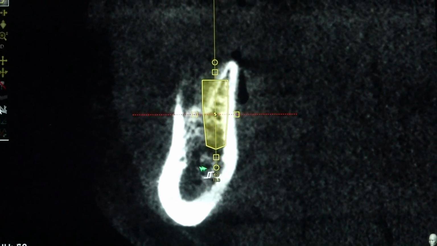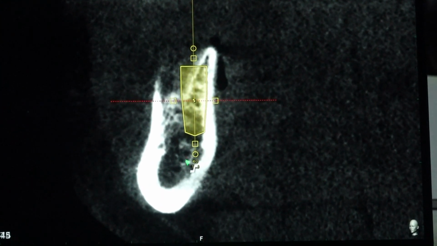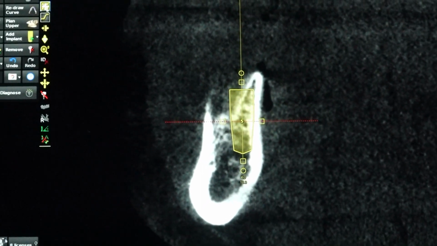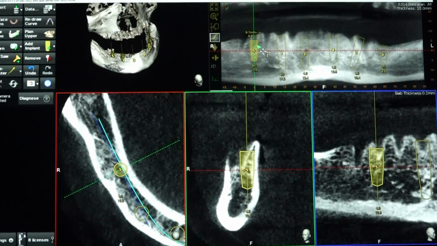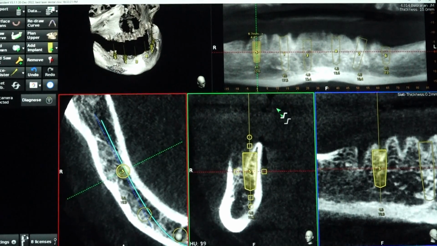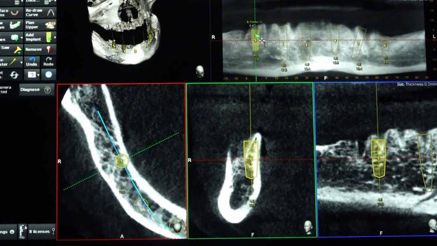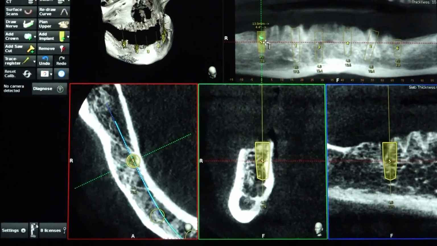Don't know where the nerve is, but 10 mm we can definitely place. Maybe this may be the nerve. It is too cancellous. When the bone is too cancellous, the nerve also merges with the cancellous bone and it is difficult to see. Okay, this is the mesial root. We will try the distal root.